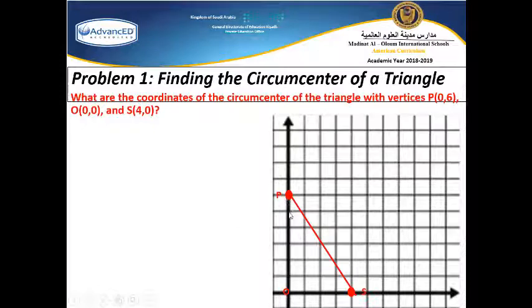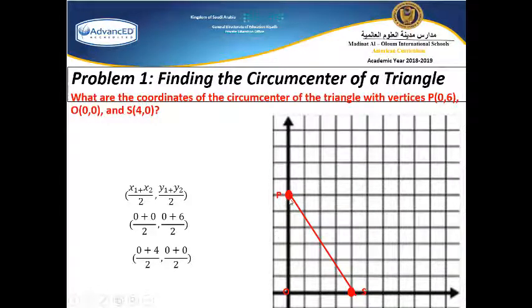Let's find the midpoint of the side PO. We can use our formula, x1 plus x2 over 2, y1 plus y2 over 2, or we can count the distance from P to O and find the midpoint. Then by applying this formula or by counting the distance from P to O, we will find that the midpoint of PO is here, (0, 3).